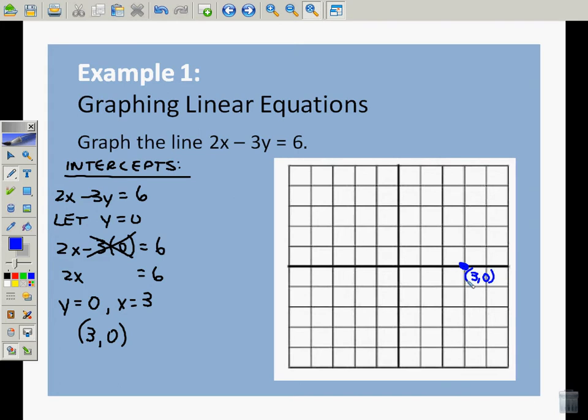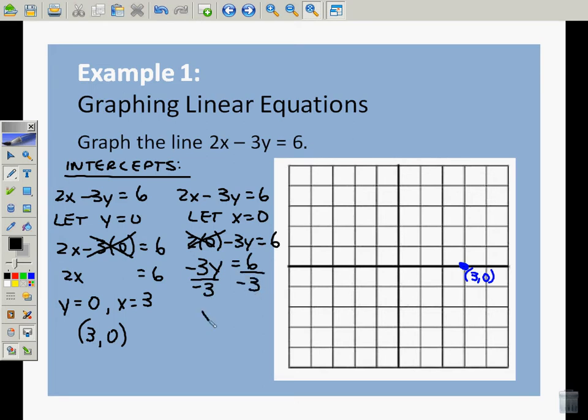Okay? The second half of that, the other intercept, is we're going to say this is 2x minus 3y is equal to 6. We're going to let x equal 0. If we let x equal 0, we have 2 times 0 minus 3y is equal to 6. This goes away because it's 0. Minus 3y is equal to 6. Divide by negative 3. Divide by negative 3. We get y is equal to negative 2. So, y equals negative 2. X equals 0. And so we have 0, comma, negative 2 as our other point.